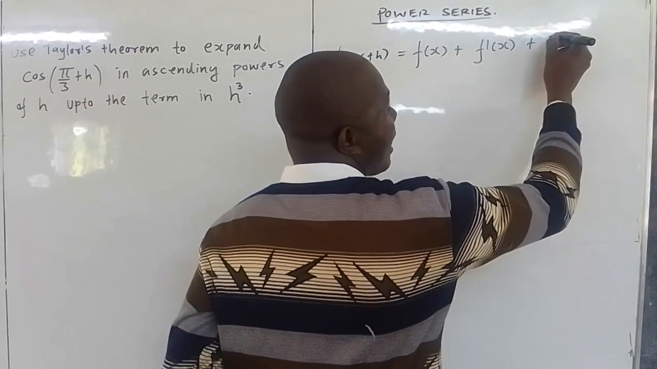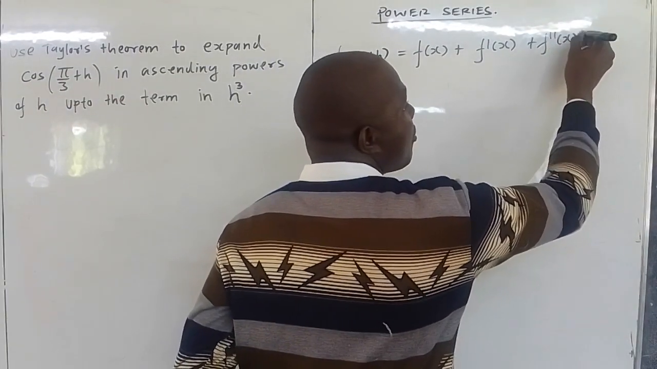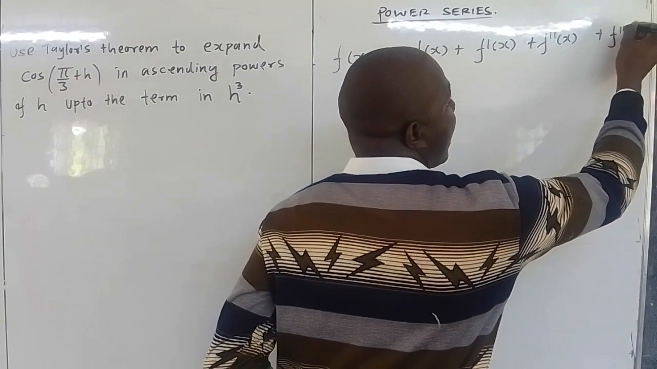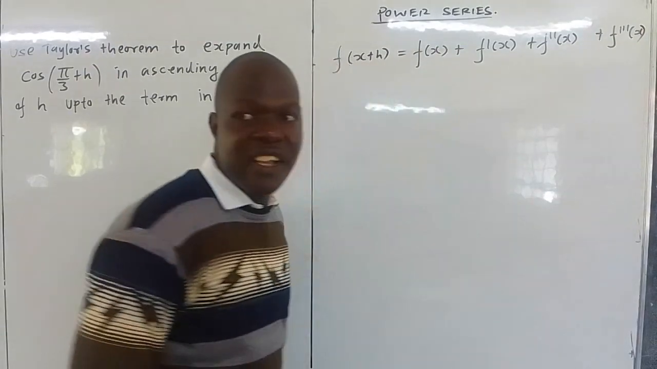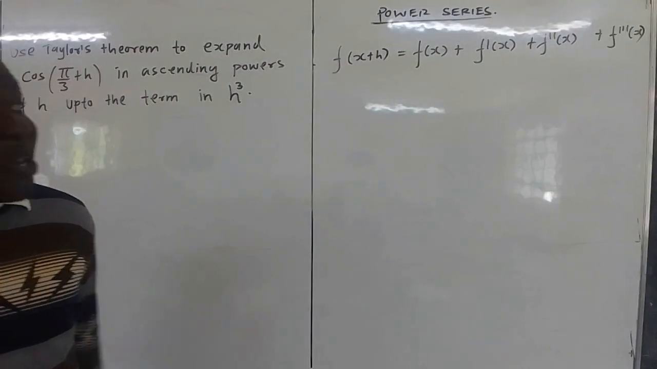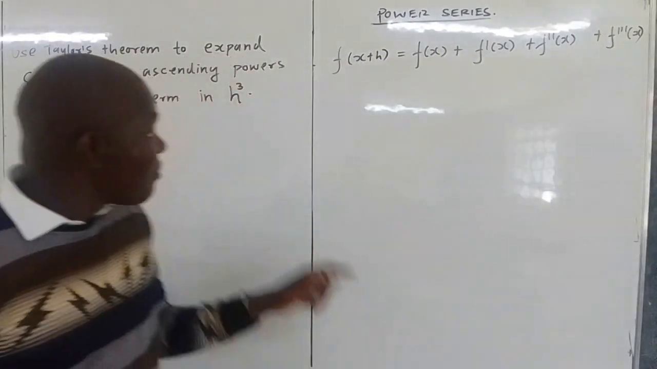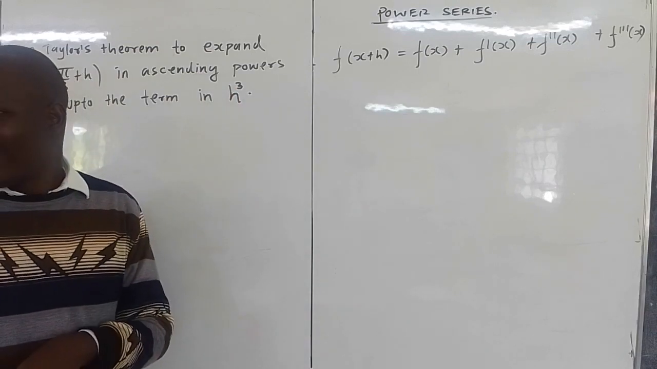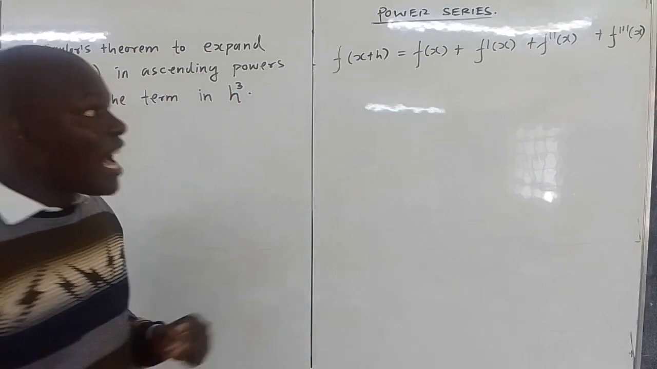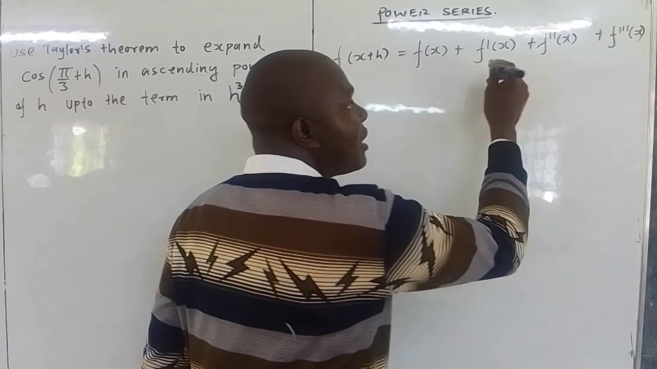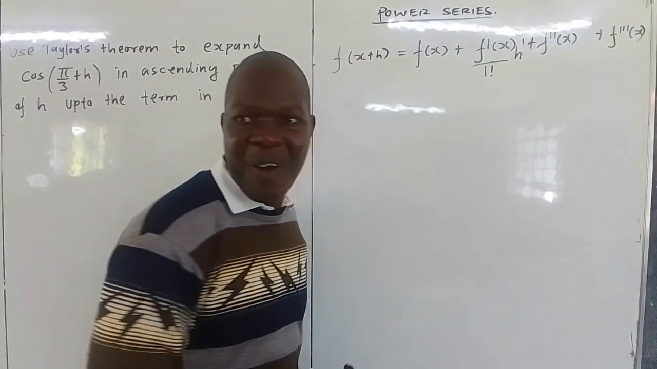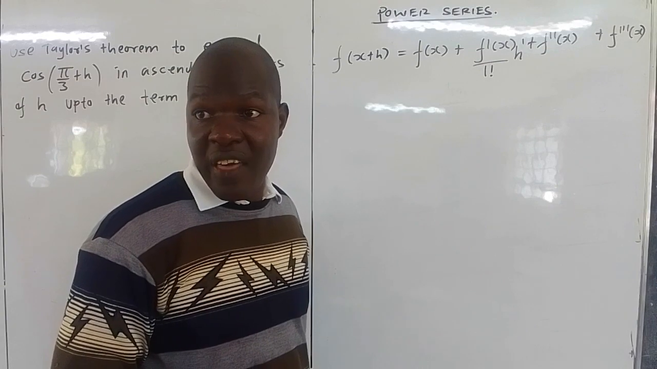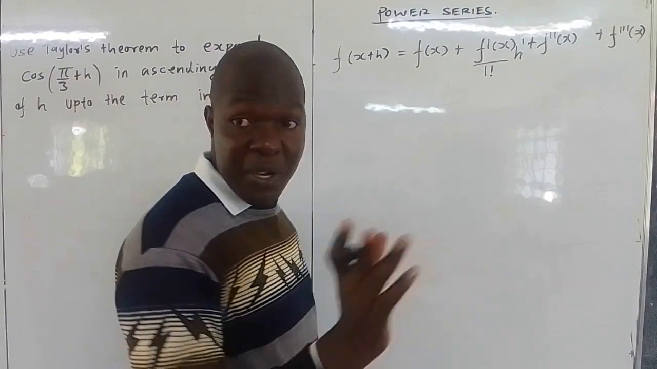Plus f'(x), plus f''(x), plus f'''(x). Why are you reaching f triple prime? Because when you have f triple prime is when you get h cubed. Are you seeing that? So when you have f prime, it is over 1 factorial, then your h is raised to power 1, isn't it? Are we together?